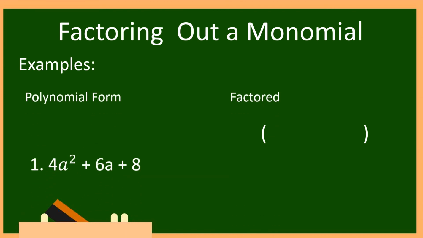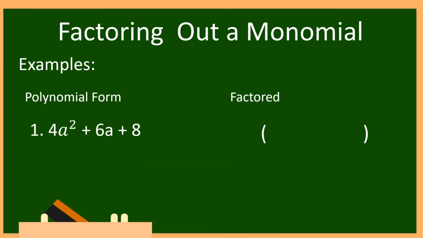Let's move on to our last example. 4a squared plus 6a plus 8. It consists of 3 terms. Therefore, that is a trinomial.